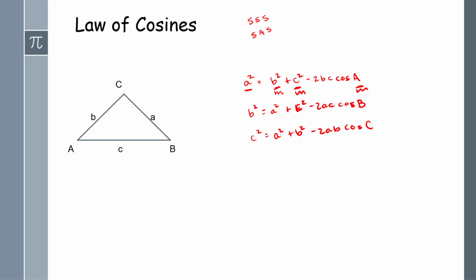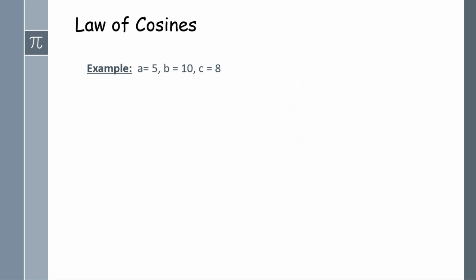Okay, so let's take a look at how this works. So let's say we have side, side, side in this case. So we're going to set up a squared equals b squared plus c squared minus 2 times b times c times the cosine of A. So we're going to do a little algebra. We're going to solve this all out.